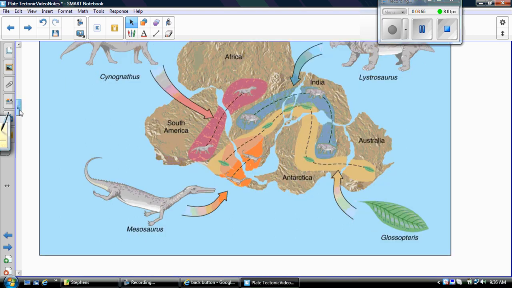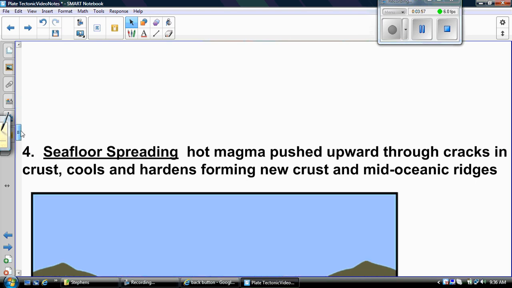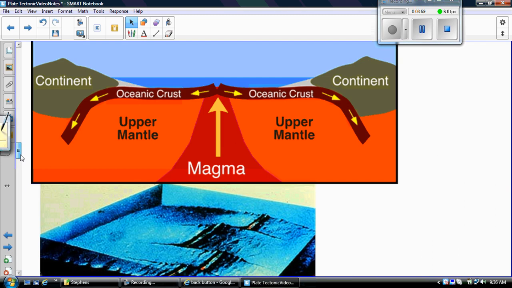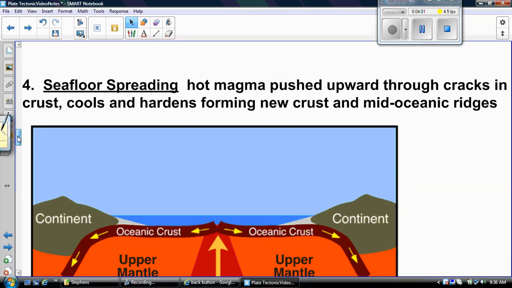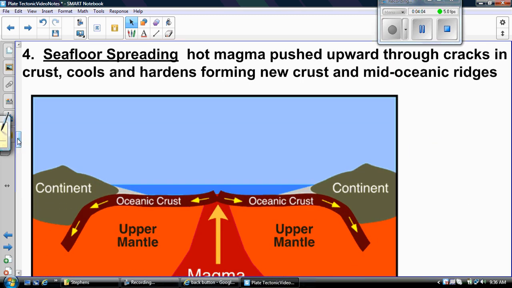Then the last evidence that helps support, I went out of order a little bit. I'll get to the rock evidence in just a minute. So then he said one of the ways that the continents could be moving is seafloor spreading. So what happens is hot magma is pushed upward through cracks in the crust. It cools and hardens and forms new crust, igneous rock. And that forms small mountain ranges called ridges.